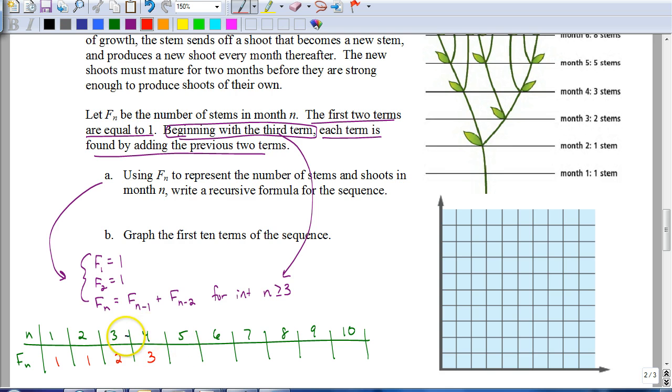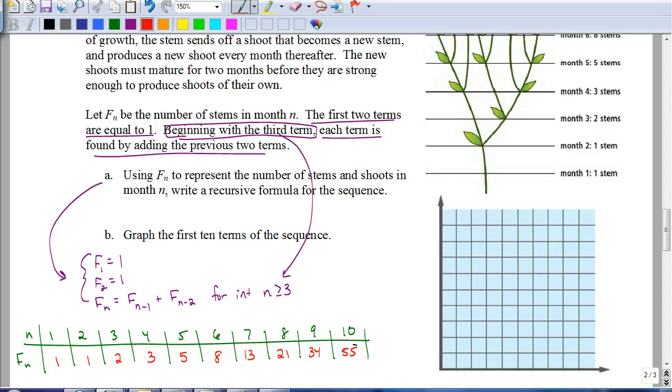So to find the fifth term, we add the 2 previous terms. 2 plus 3 is 5. 5 plus 3 is 8. 8 plus 5 is 13. 13 plus 8 is 21. 21 plus 13 is 34. And 34 plus 21 is 55.